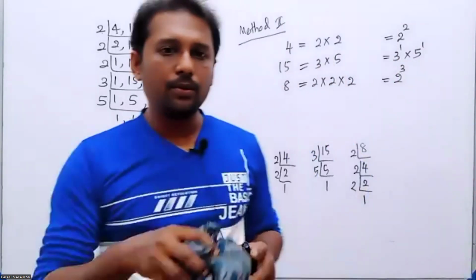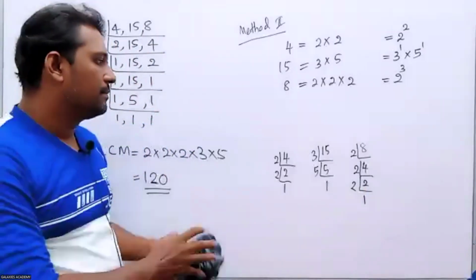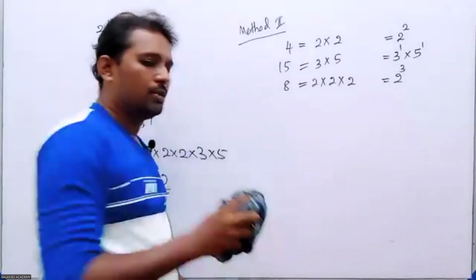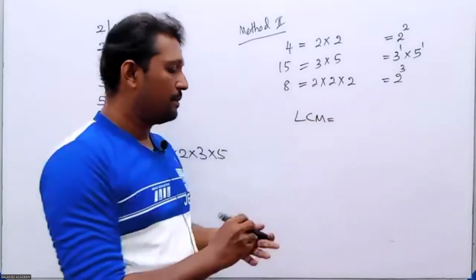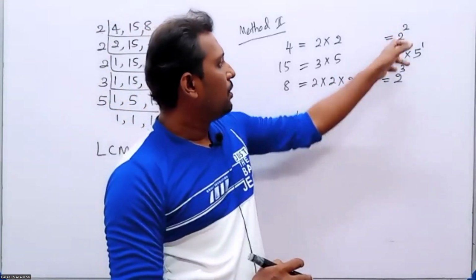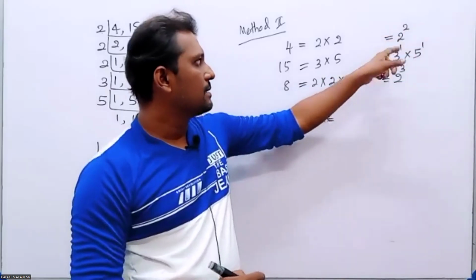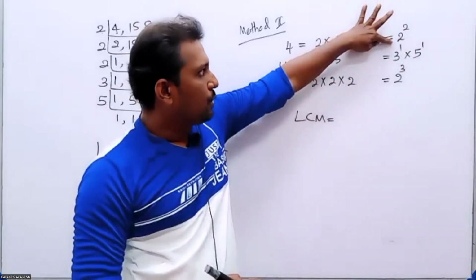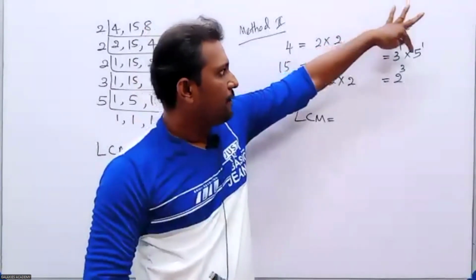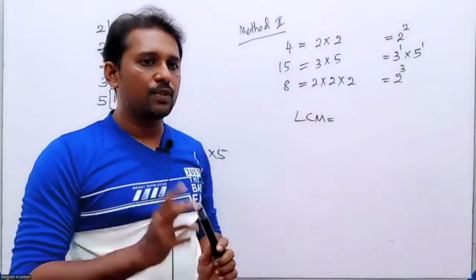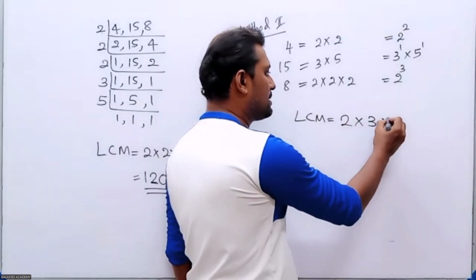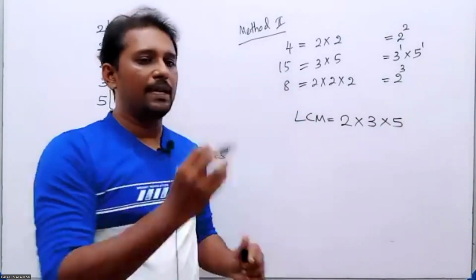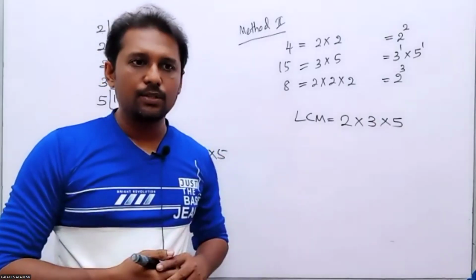Then what you can do to find the LCM: you check what are the different types of bases of these powers. 2, 3, 5. There are 3 different bases you can see, no? So you have to write the different bases. Then each base's highest index you have to write.